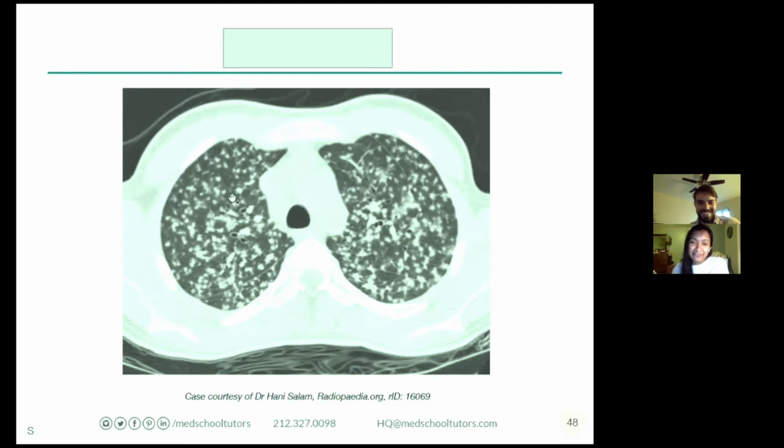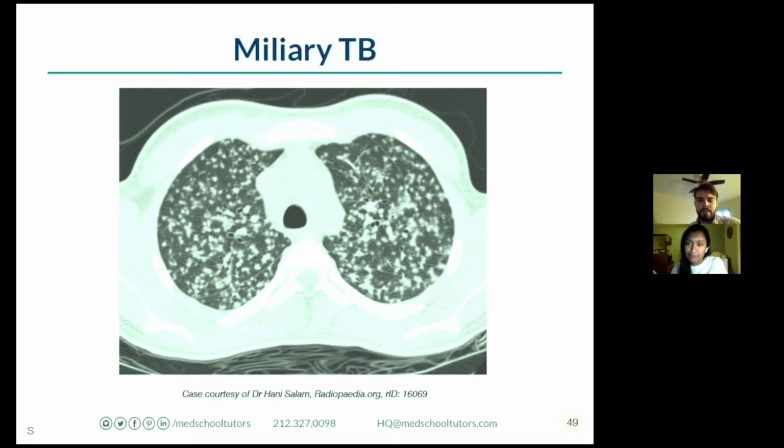We're seeing a very random distribution of nodules. So we see tiny nodules all over the place, and they are everywhere. They are disseminated. They are miliary, one might say. And so this sort of diffuse pattern of lung nodules is very characteristic for miliary tuberculosis.